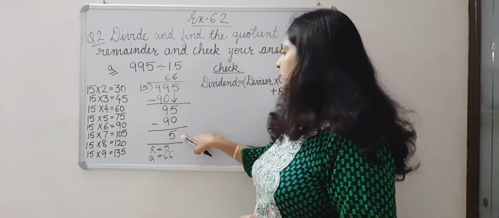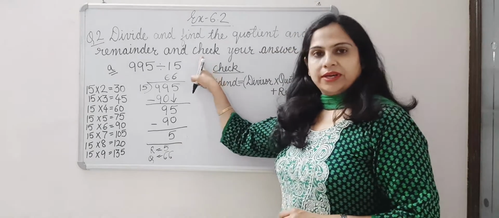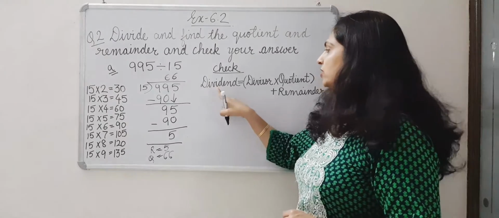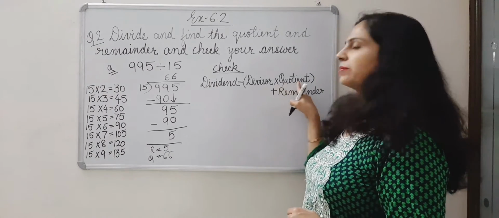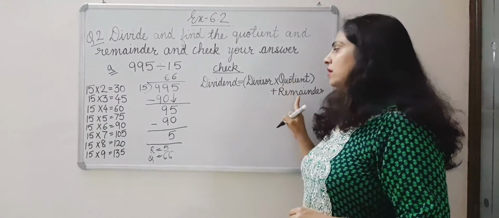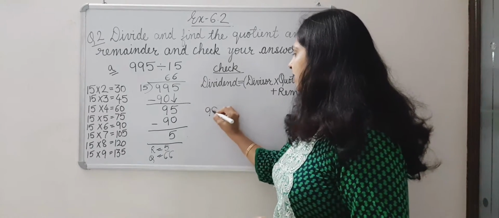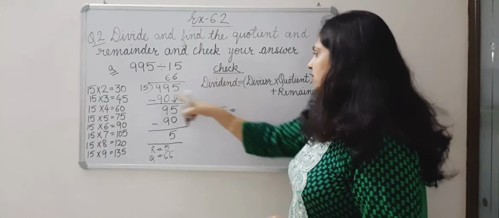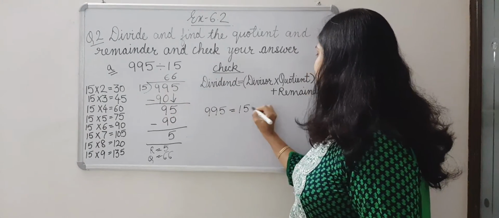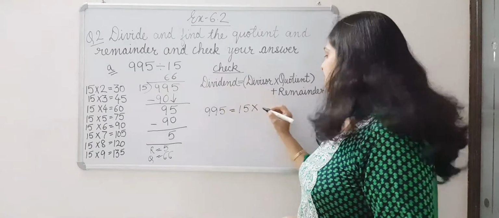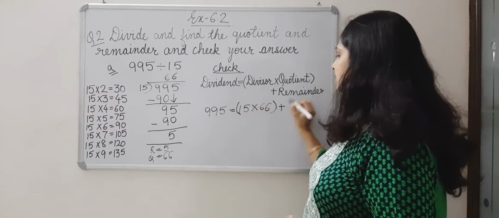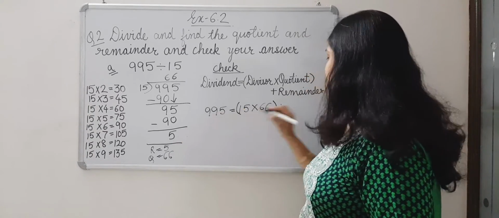Here we have to check also. It is written that we have to check also, and you know the relation. How will we check? Dividend is equal to divisor multiplied by quotient plus remainder. Now let's do it. Dividend here is 995. Divisor is 15 multiplied by quotient 66. We have to multiply these two numbers plus the remainder, that is 5.